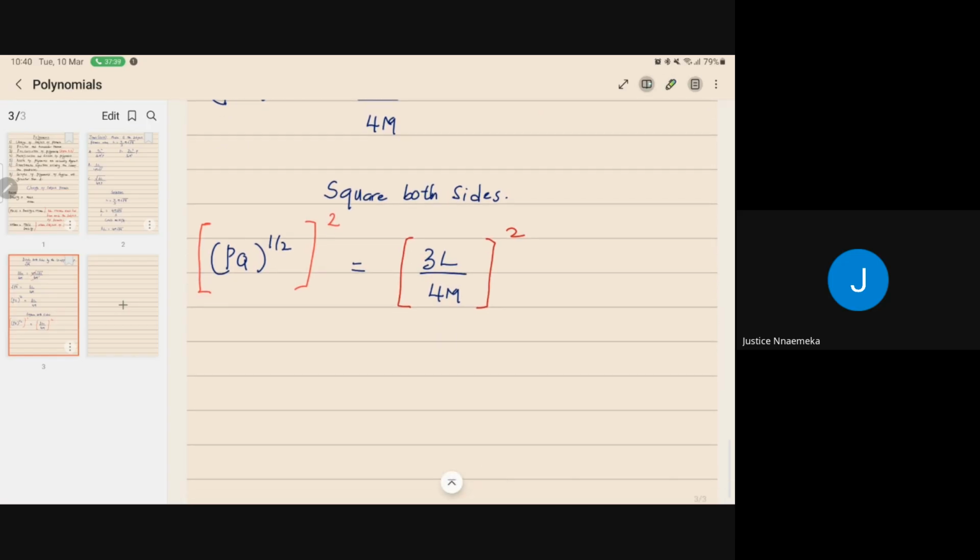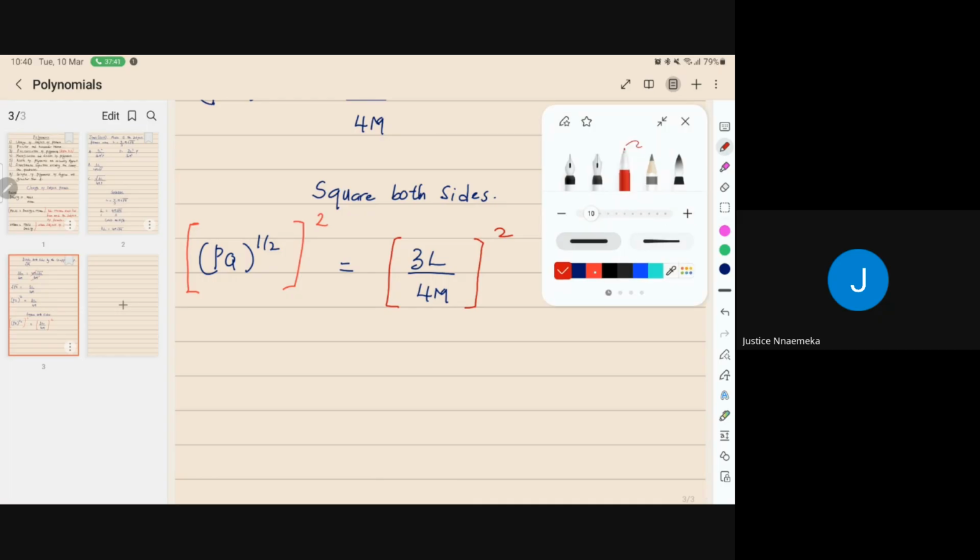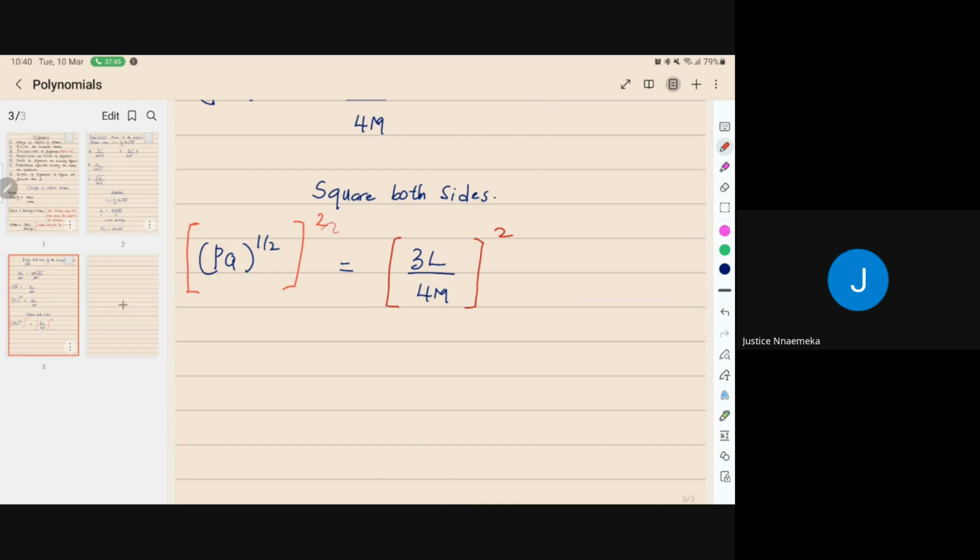Beautiful. Now, having done that, you would see something quite interesting again. If you observe properly, this will cancel this based on the laws of your indices. When you open that bracket, you now have that PQ is equal to what? 3L all over what? 4M. I can still leave my all squared right here.